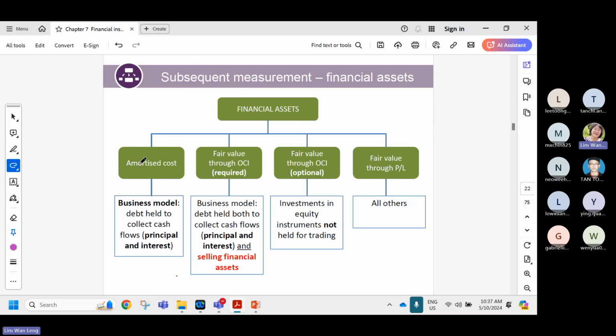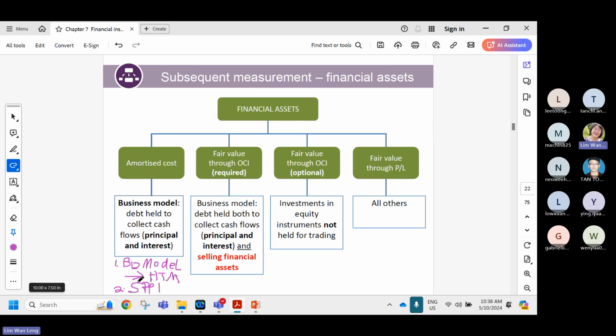So we will say what? Amortized cost, you must fulfill two characteristics. One is the business model test. Business model that says what? You are going to hold to maturity. Second one, SPPI characteristics. SPPI means what? Solely payments of principal and interest.